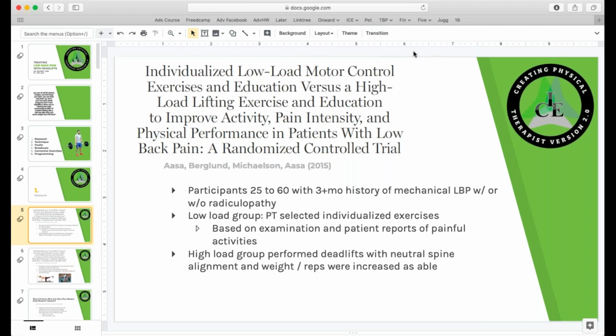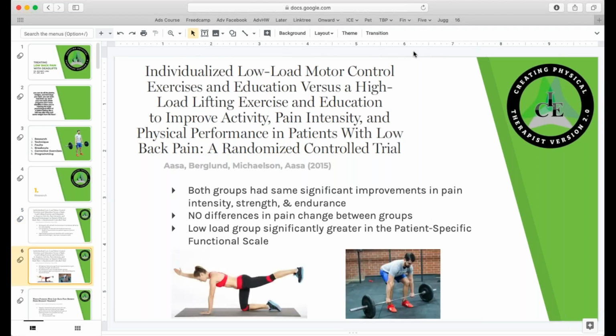They took individuals with low back pain and split them up into two groups. One group was a low load group. So they basically sat down with the patients and they said, tell us what's been bothering you. They do an objective examination. They take a patient specific functional scale. And then based on all of that stuff, they came up with individualized exercises to address the issues that that patient had. And they did that with all low load exercises, nothing heavily loaded. And then the second group, they simply said, all right, y'all are going to go deadlift. And then they compared those two groups.